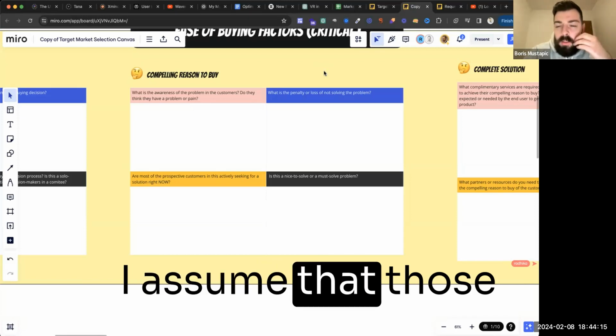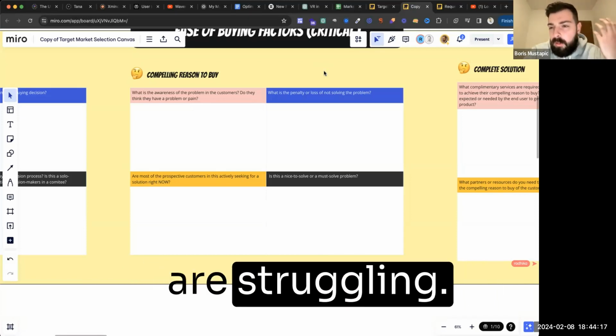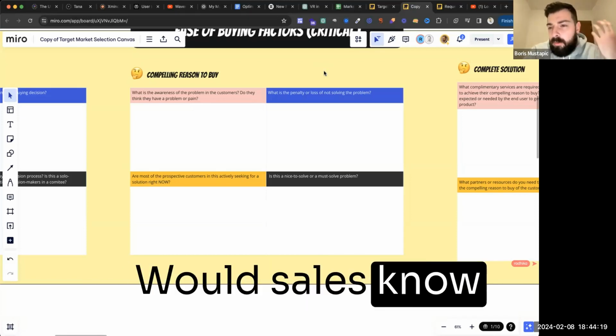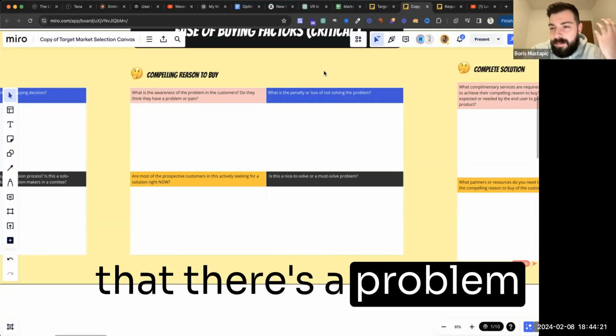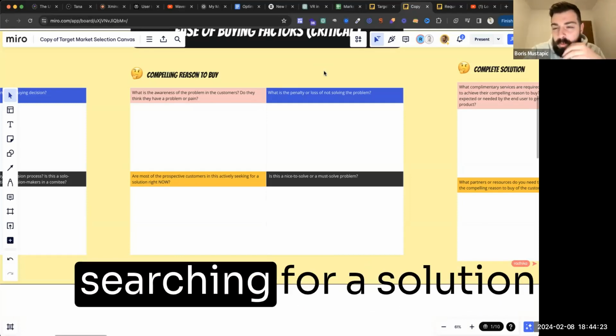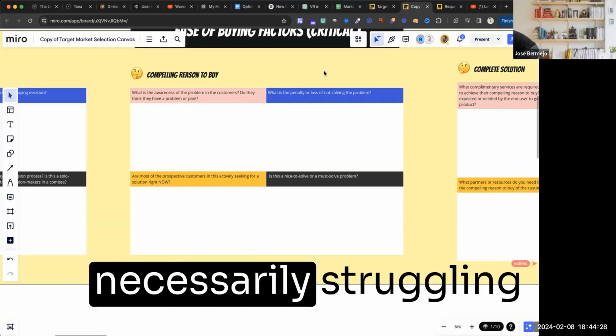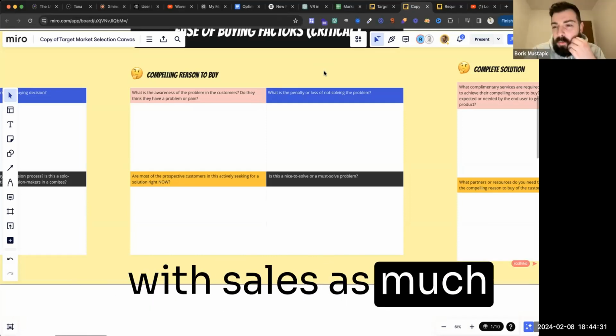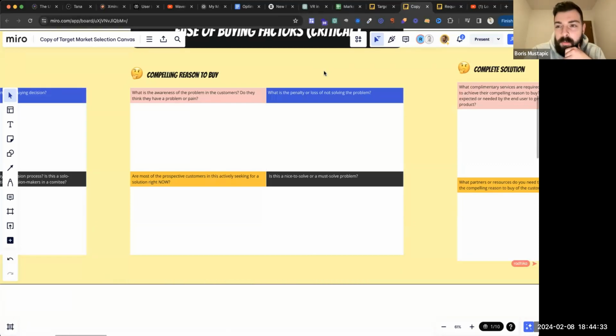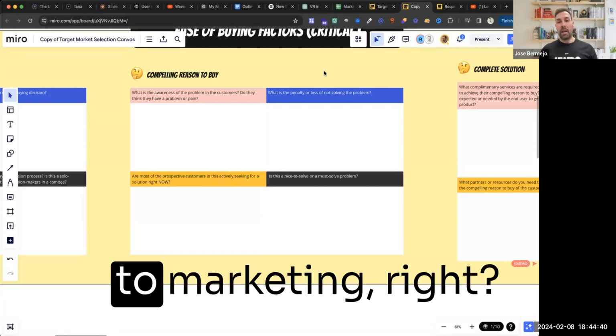I'd assume that those developers who are struggling with sales know that there's a problem and they're likely searching for a solution, for different ways to solve it. Those that aren't necessarily struggling with sales as much would not be interested, right? Yeah, and that also speaks to marketing, right?